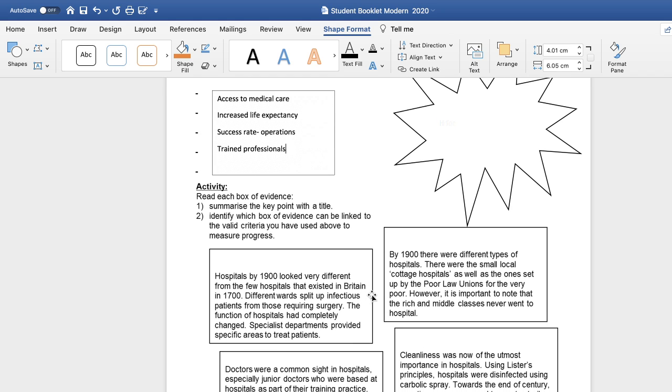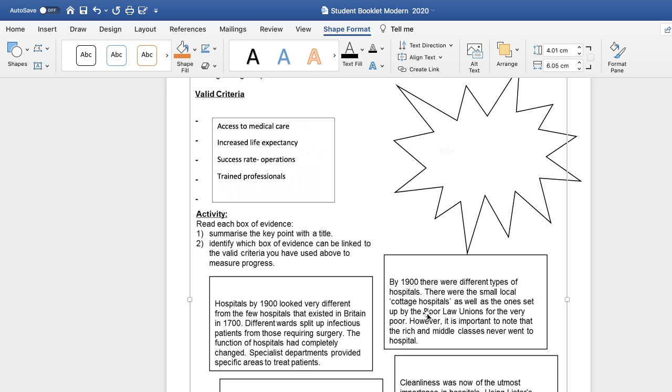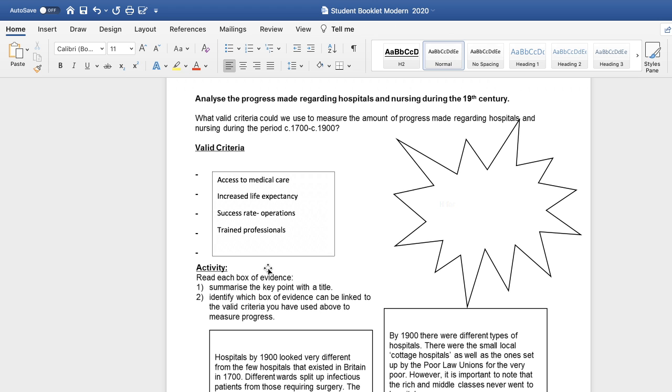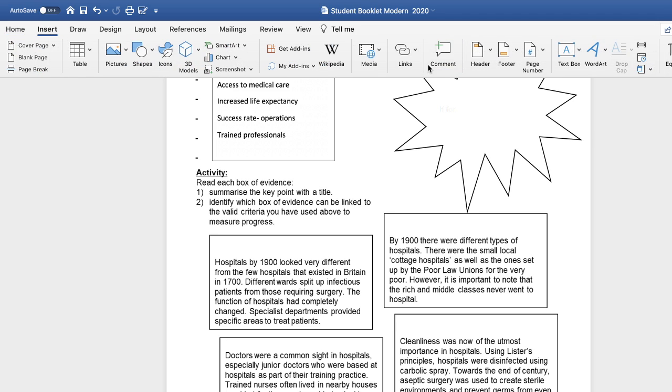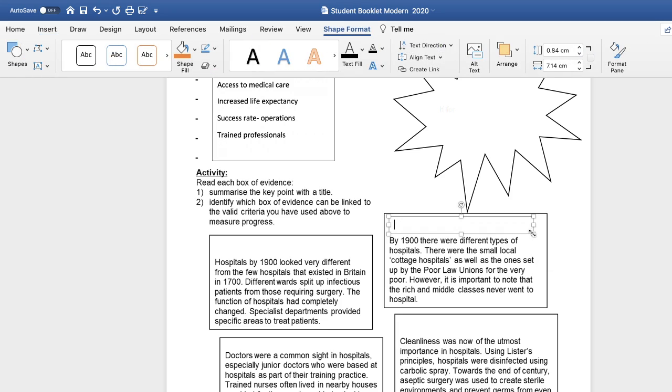So I might read one. Let's do this one. By 1900, there were different types of hospitals. There were the small local cottage hospitals, as well as the ones set up by the poor law unions for the very poor. However, it's important to note that the rich and middle classes never went to hospital. So if I was thinking about a title for this, I might write down: the poor law unions set up hospitals for the poor.